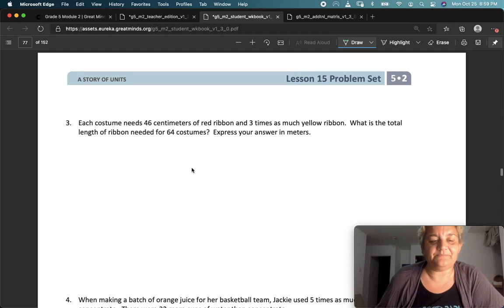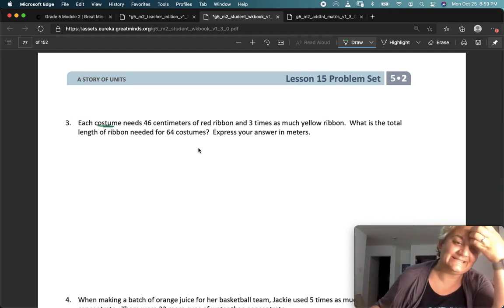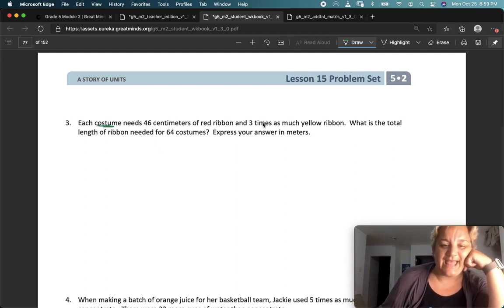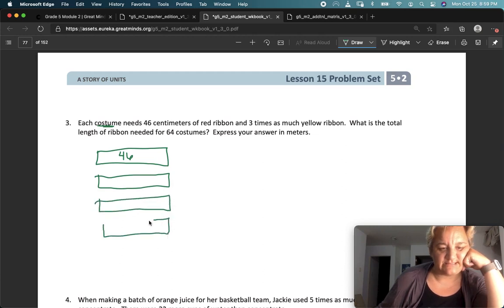All right, number 3. Each costume, ooh, it's almost Halloween time. Each costume needs 46 centimeters of red ribbon and 3 times as much yellow ribbon. Okay, so here's my 46. And I need 3 times as much yellow ribbon. So that means I'm going to have 46, 46, 46, right? And these are all my yellows. And this is my red.